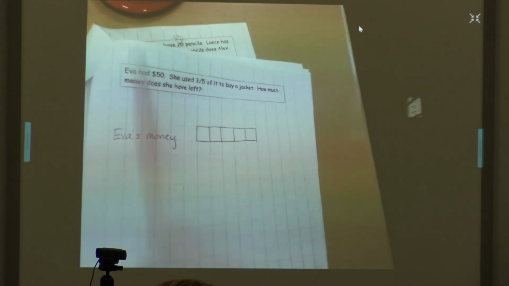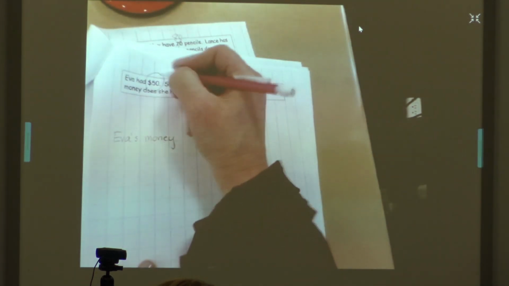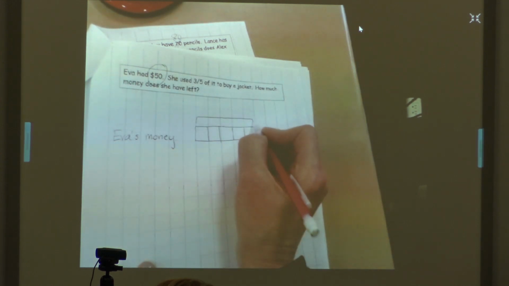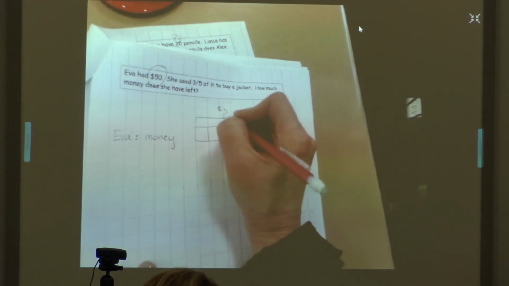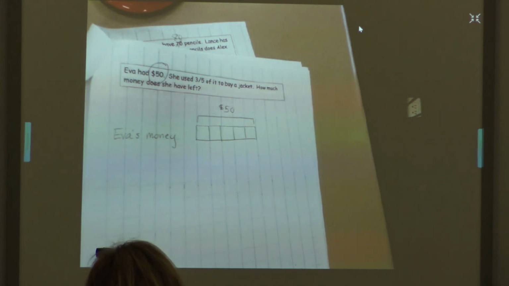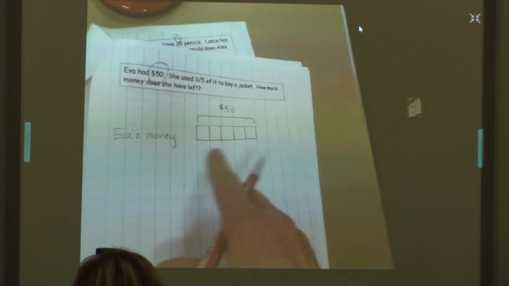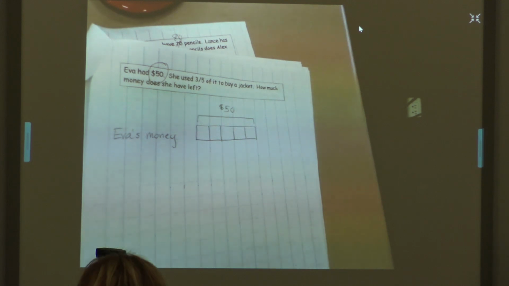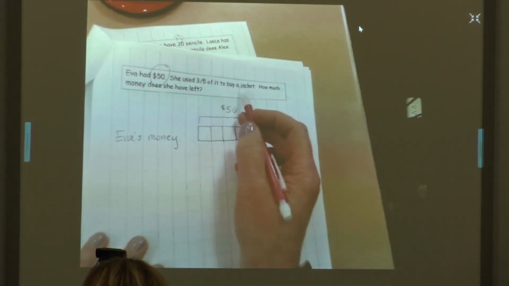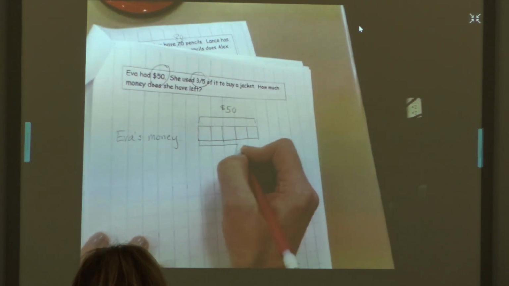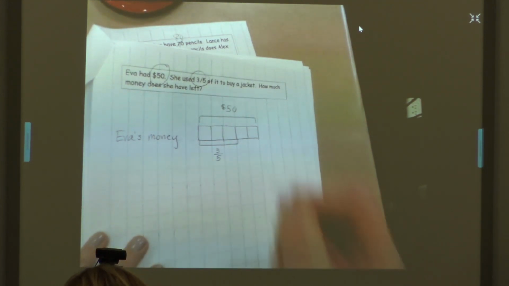Now I want to go back and start labeling. So Eva had $50. So I know this whole thing is worth $50. All those units equal together $50 because she used 3/5 of the money to buy a jacket. And also the kids would, at this point, also have been exposed enough to fractions to know how to find 3/5. It would not be new to them. So then she used 3/5 of it to buy a jacket, so I need to put that into my bar. So I'm just going to put another bracket down here, and there's the 3/5 that she used.